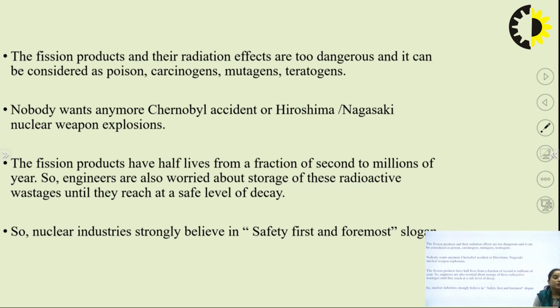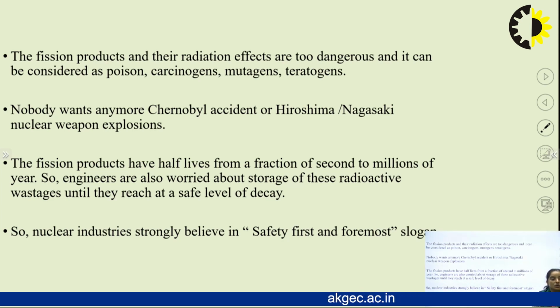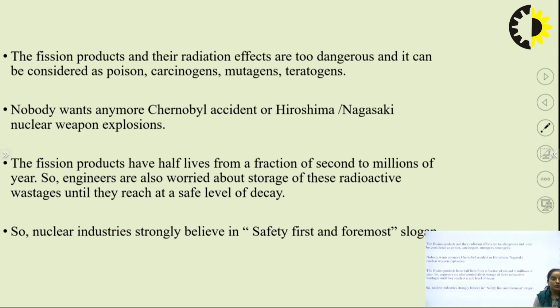The fission products have half lives from a fraction of a second to millions of years. So engineers are also worried about storage of these radioactive wastes until they reach a safe level of decay.